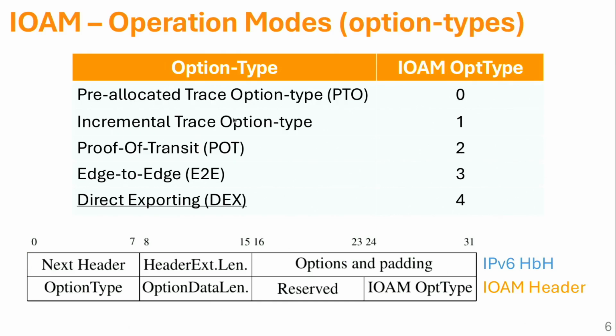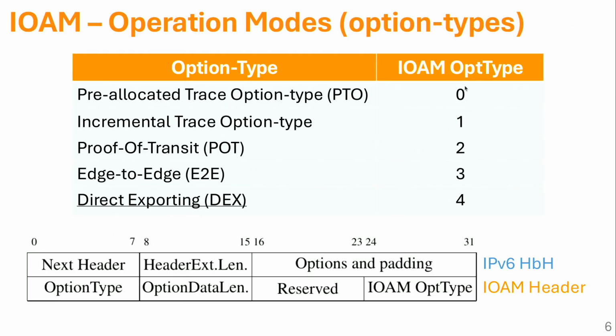For this option type, the first node on the path will add the IPv6 extension header, and the subsequent nodes will add the telemetry information inside that preallocated space in the extension header. The incremental trace option type is kind of similar, but each node will increase the size of the extension header instead of having the first node set the length at the beginning. Proof of transit will be used to prove that a packet has followed a predetermined path along the network. Edge-to-edge is not very important, so I will just skip it. And direct exporting, we will take a look at that a bit later.